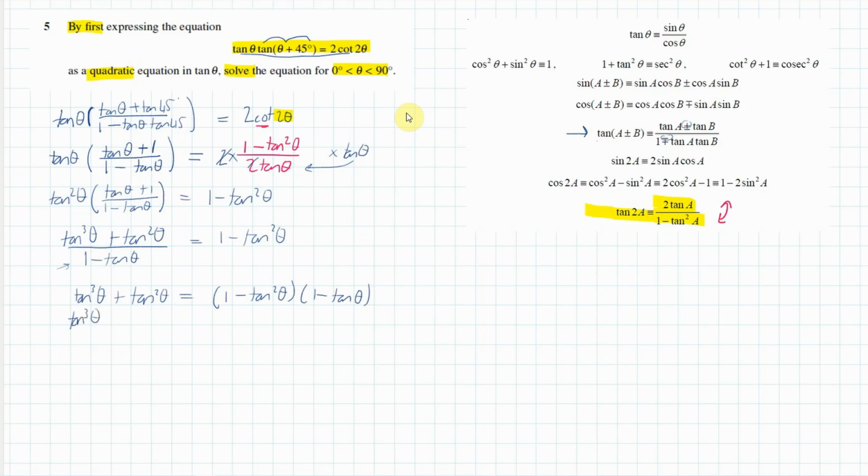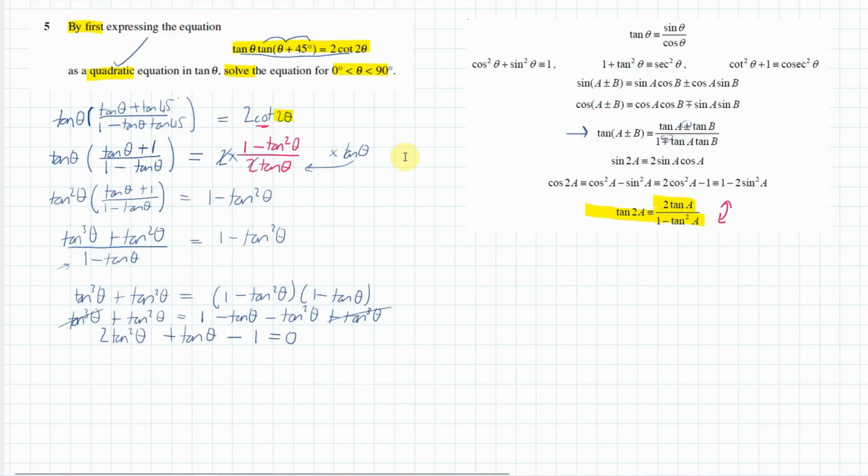On the left hand side, I've got tan cubed theta plus tan squared theta equals, now we're going to do FOIL here, so I'm going to have 1 minus tan theta minus tan squared theta plus tan cubed theta. Since I've got tan cubed on both sides, they're going to dismiss each other. Now I'm going to bring it all over to the right hand side, so I'm going to have 2 tan squared theta plus tan theta minus 1 equals 0. So I now have my quadratic equation. I've done the first part of the question. I'll move to a different color for the second part of the question.